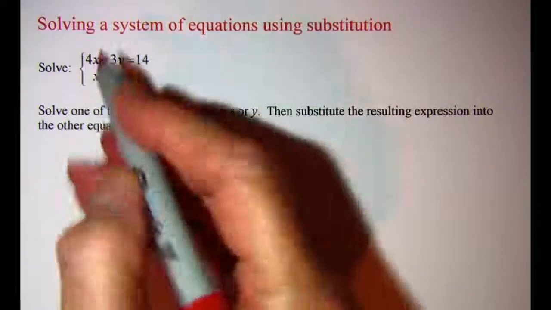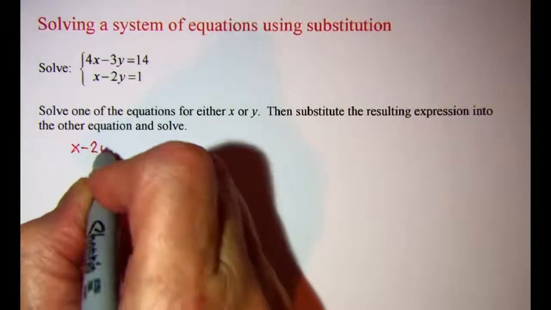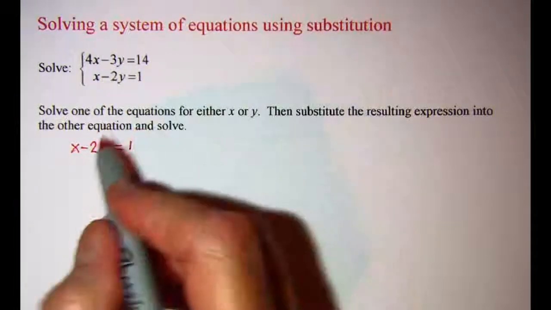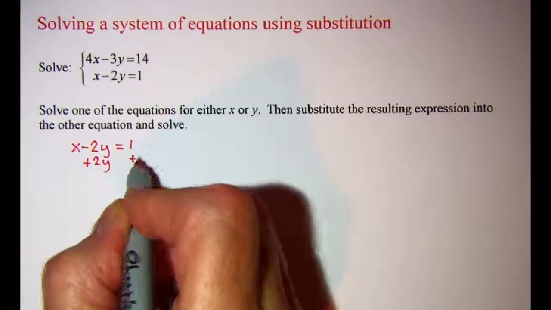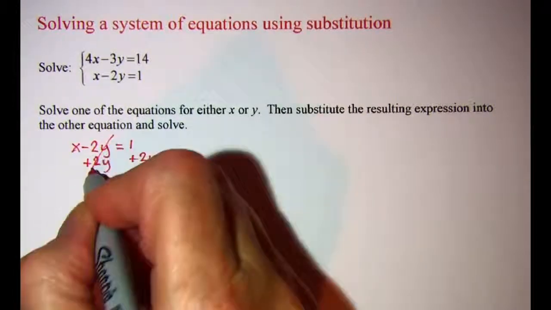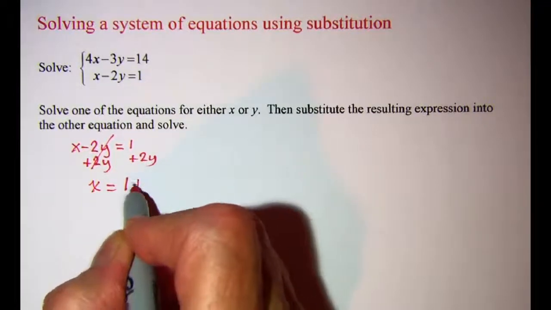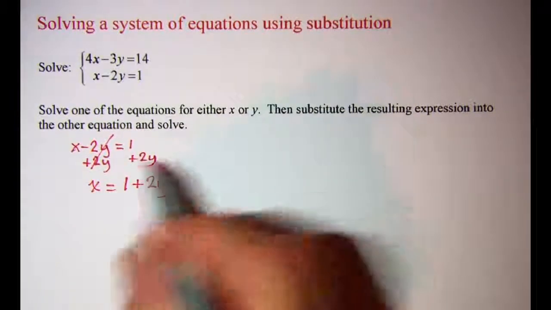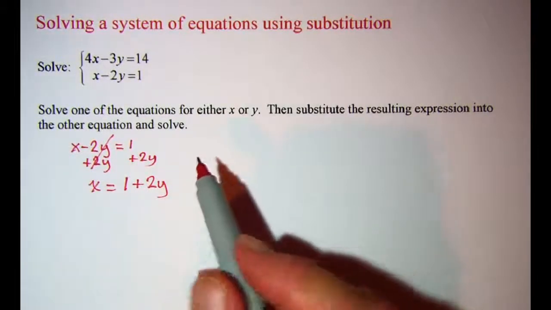So if we take x minus 2y equals 1 and solve for x, we'll do that by adding 2y to both sides. These cancel, and we get x is equal to 1 plus 2y. You can't actually add these two because they're not like terms.